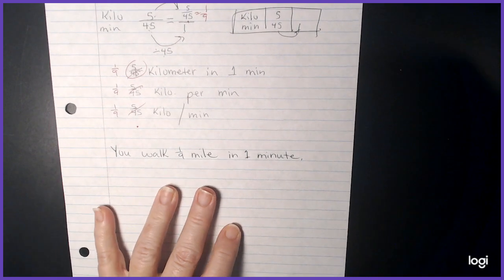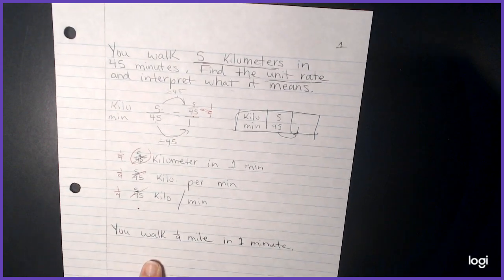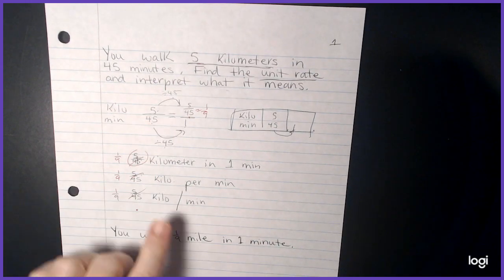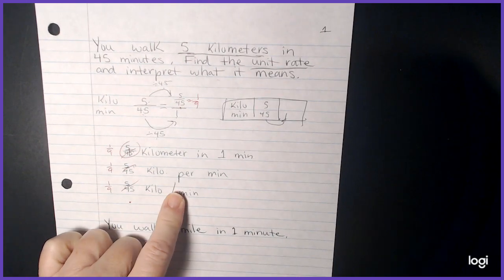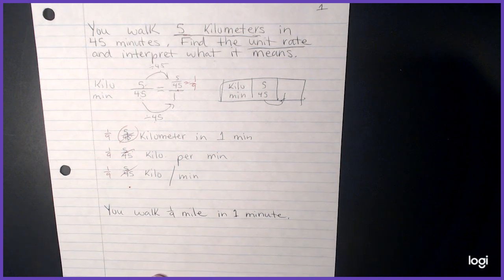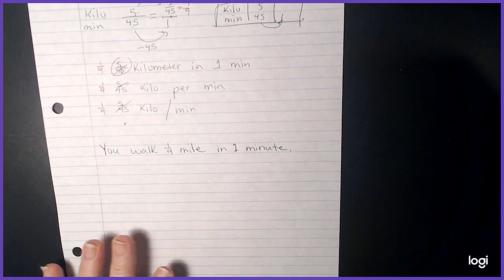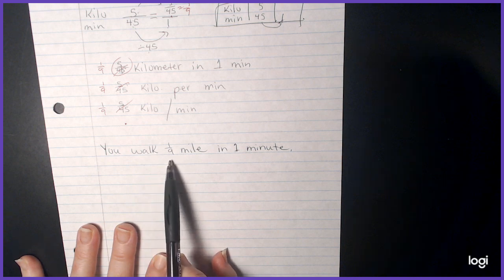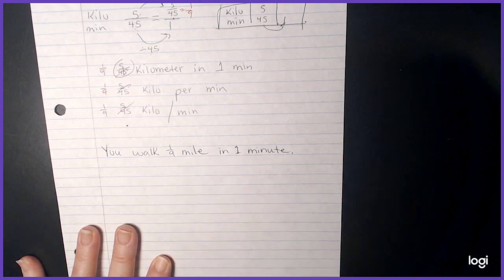So if you recall at the top, I said, interpret what it means. Well, basically, this is our rate, our unit right here. And if I interpret it, interpret means that you walked 1/9 of a mile in 1 minute.